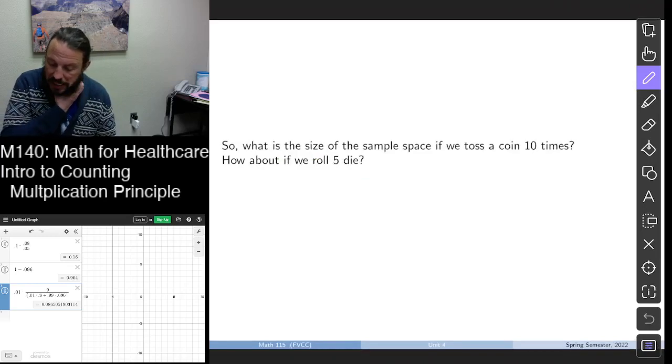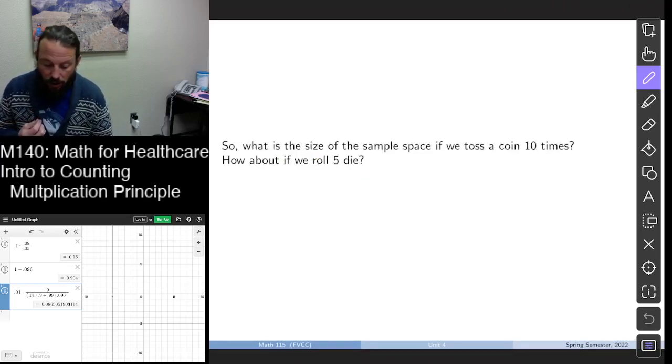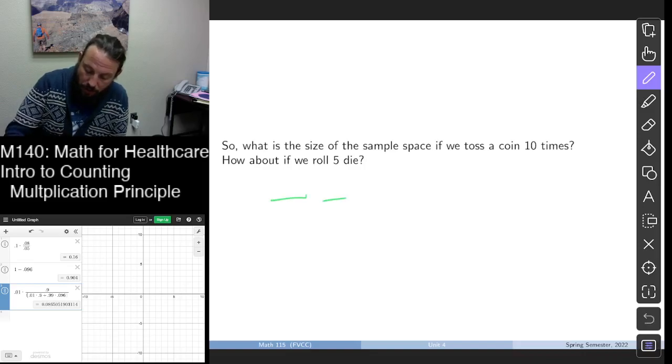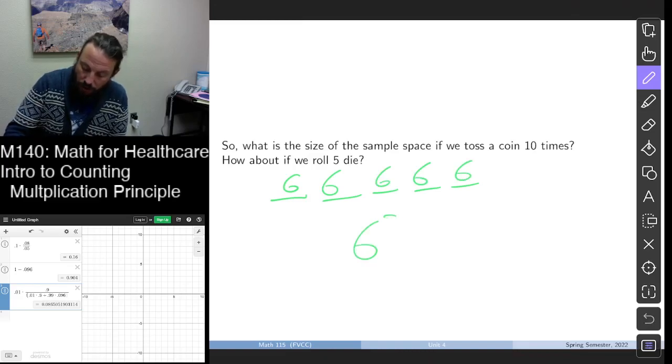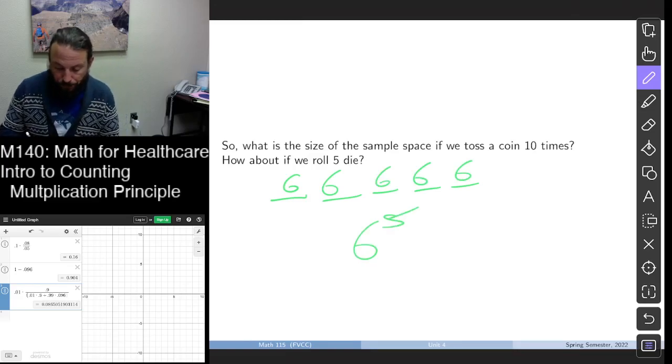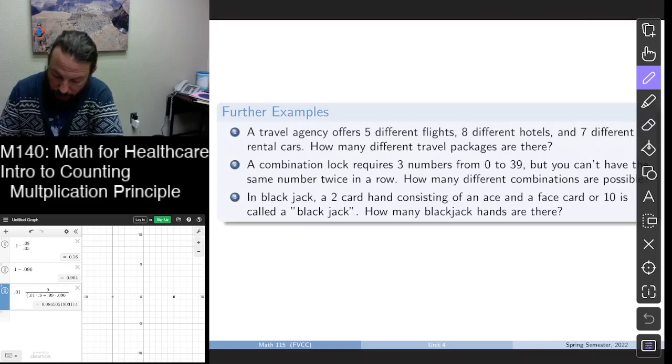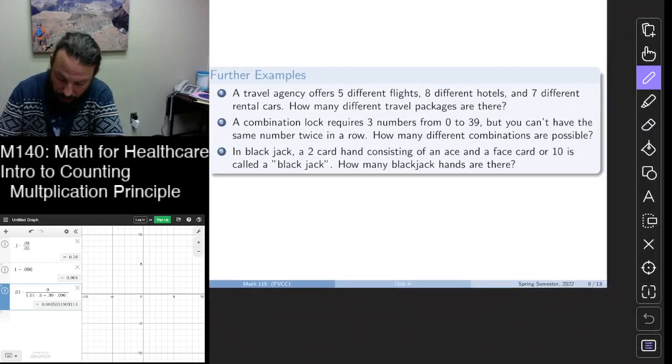Okay, so what is the sample space size if we roll 5 dice? Well, now we have 5 slots, and there's 6 possibilities for each, so we're going to get 6 to the 5th. All right. So I want you to go ahead and hit pause and try these on your own.